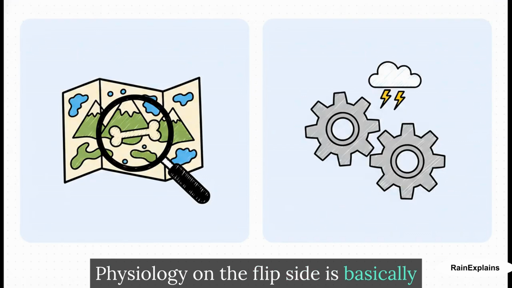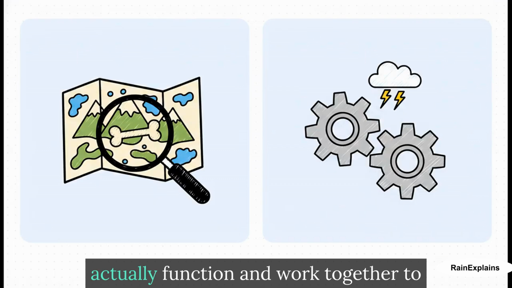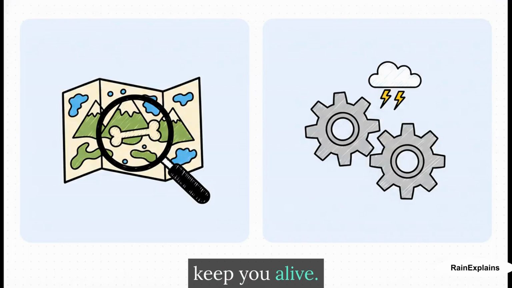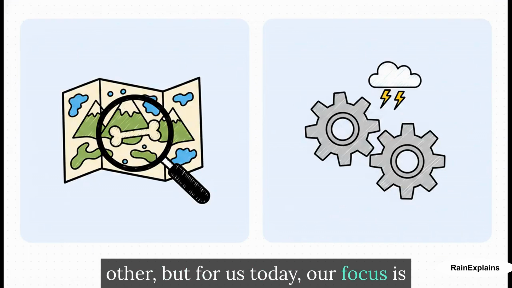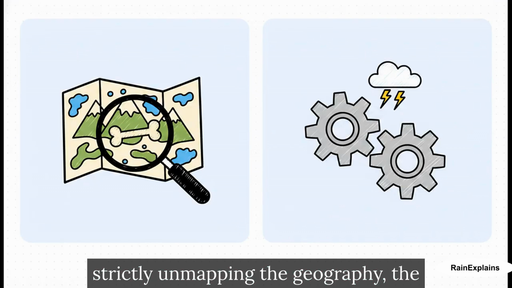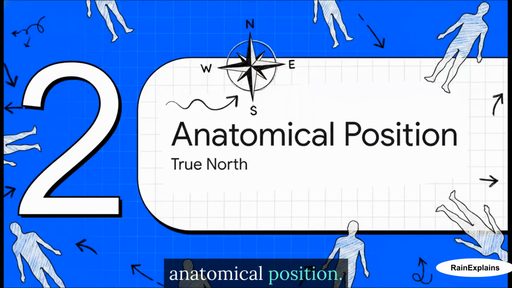Physiology, on the flip side, is basically the weather and the ecology of that landscape. It's how those physical structures actually function and work together to keep you alive. You really can't have one without the other, but for us today, our focus is strictly on mapping the geography, the anatomy. Moving right along to Section 2, the anatomical position.